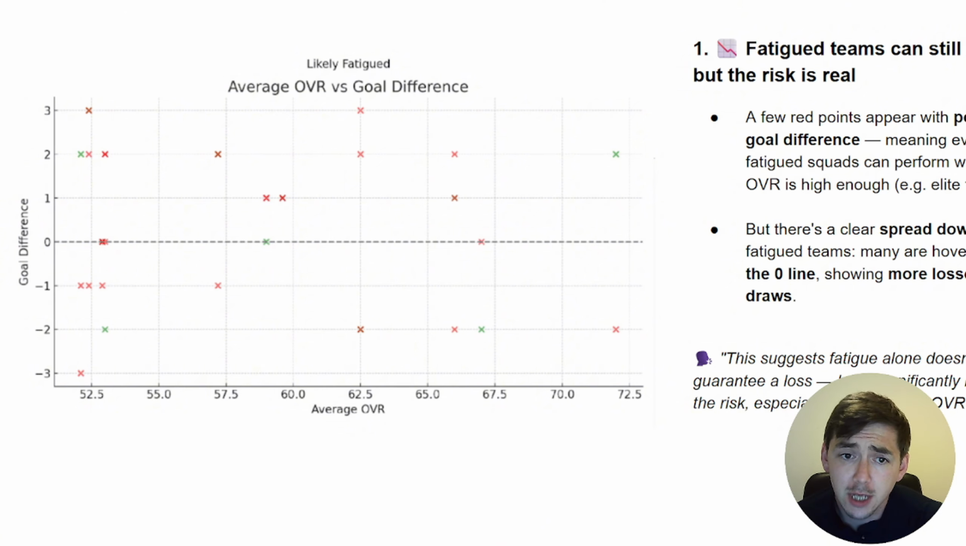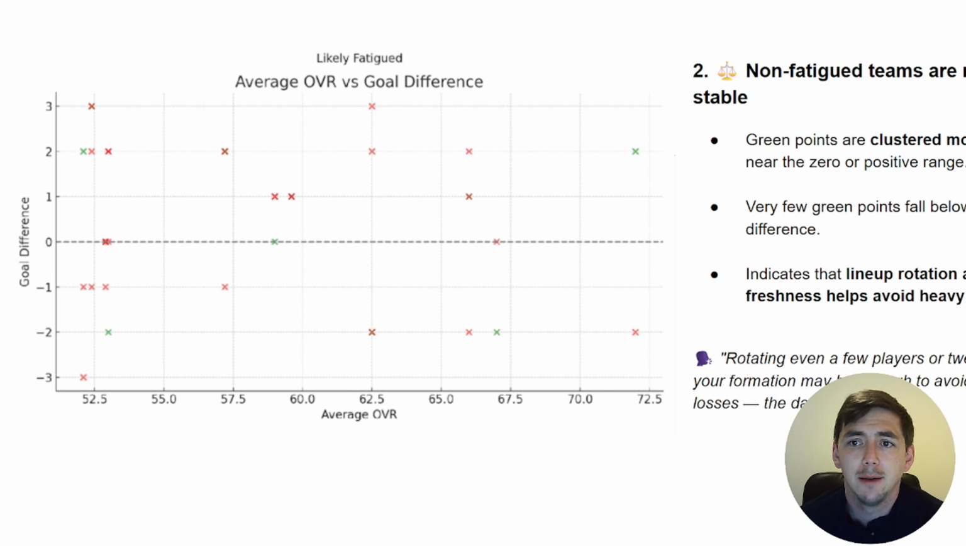The red crosses are those of teams who were classed as fatigued. Green was not fatigued. And there are more red crosses below in the negative goal difference area as opposed to the positive. Non-fatigued teams were more stable, more consistent in terms of the variance. Very few green points fell below the -2 goal difference mark.